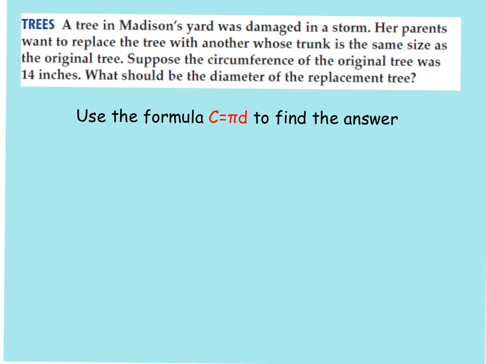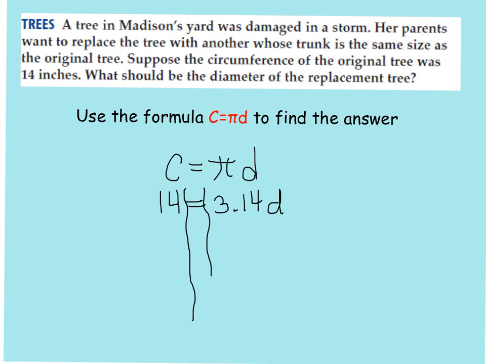So let's go ahead and take our formula, circumference equals pi times the diameter, and plug in what we know. We know that the circumference of the tree was 14 inches, so let's put 14 for the circumference. We also know that pi is equal to 3.14. The only thing we don't know is the diameter. This sure looks like a missing-value problem to me. Let's go ahead and solve for the diameter.